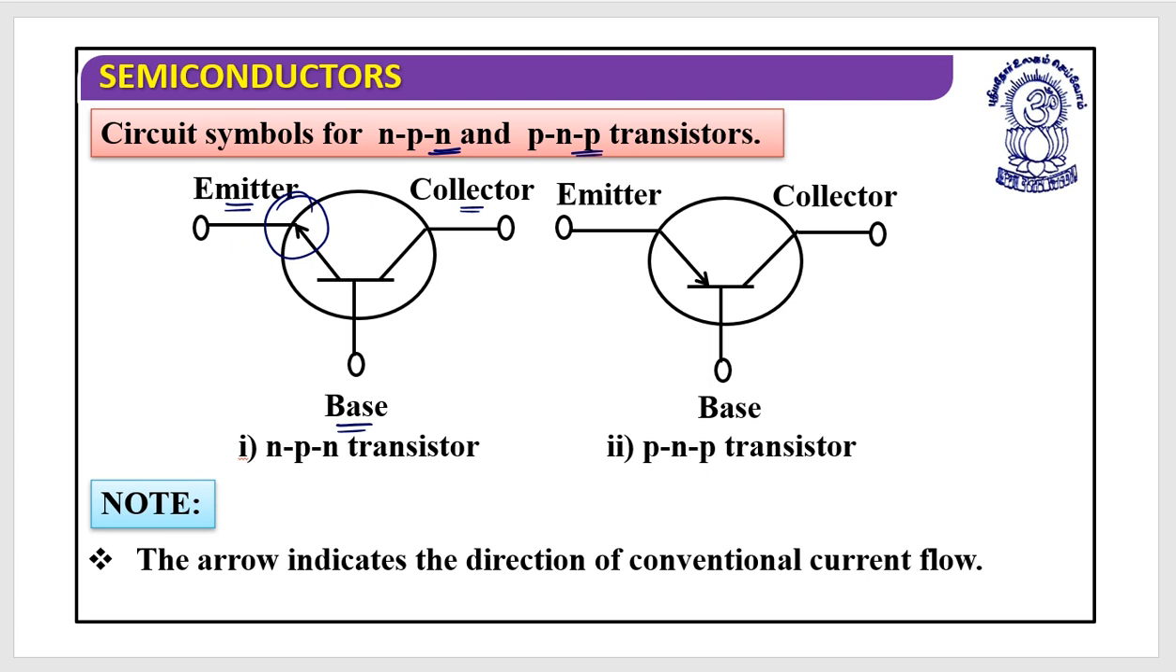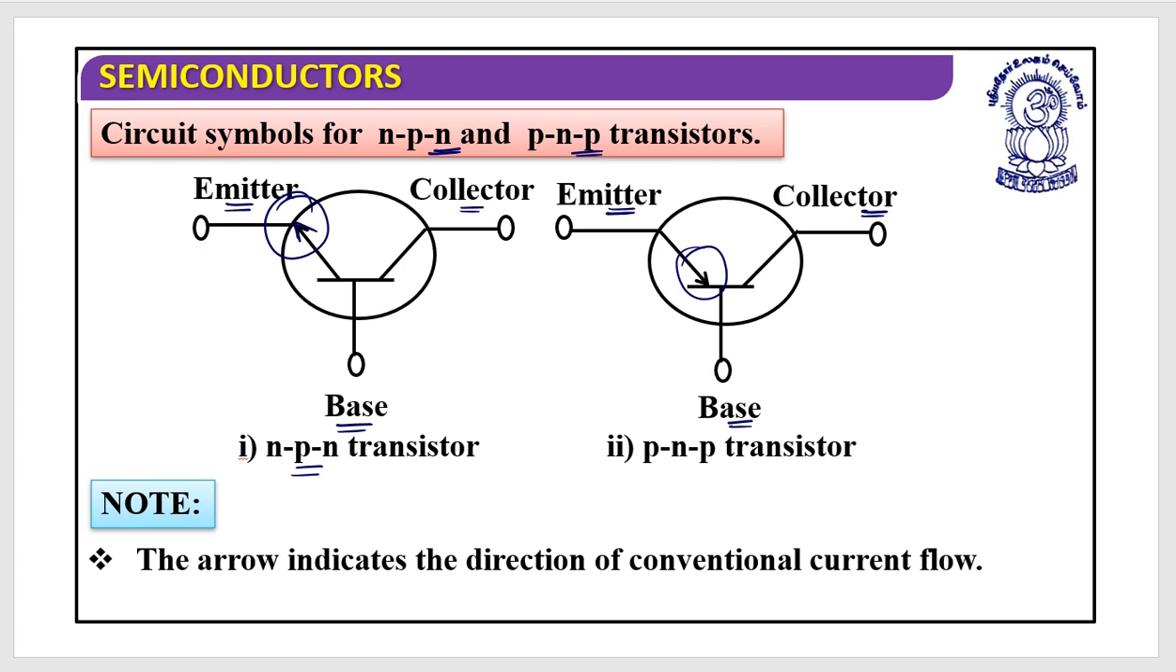You can remember it this way: if it is an NPN, then the arrow points outside the transistor. And if the transistor is of PNP type, then the arrow on the emitter will be there, but it points inside the transistor. Again, that's the emitter, collector, and base, and this is the PNP transistor. I hope this is clear.